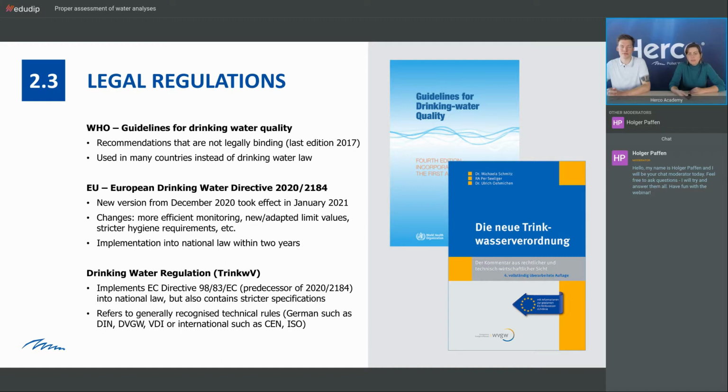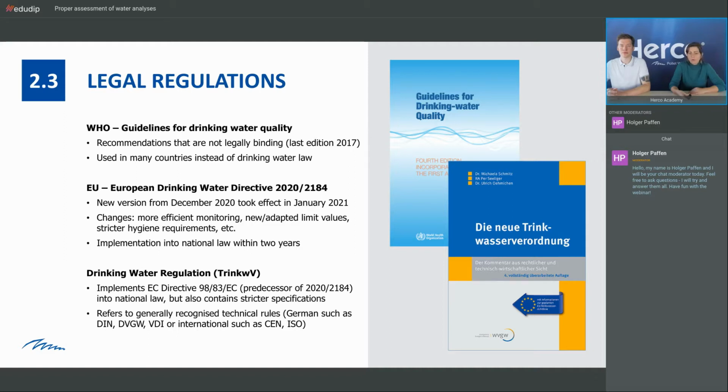In the European Union, we have the Drinking Water Directive. We have a new version now that took effect in January 2021, and this will have to be implemented into national law within 2 years. This Drinking Water Directive has changed a bit, so it requires more monitoring. There are some newer adapted limit values for certain constituents, and there are stricter hygienic requirements for materials in contact with the water, for example.